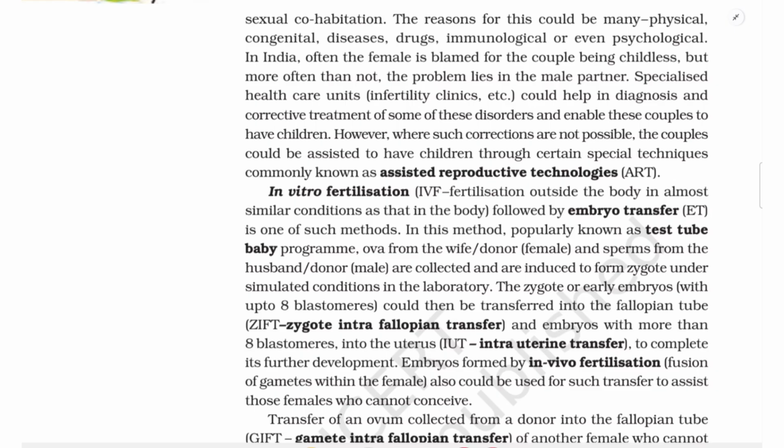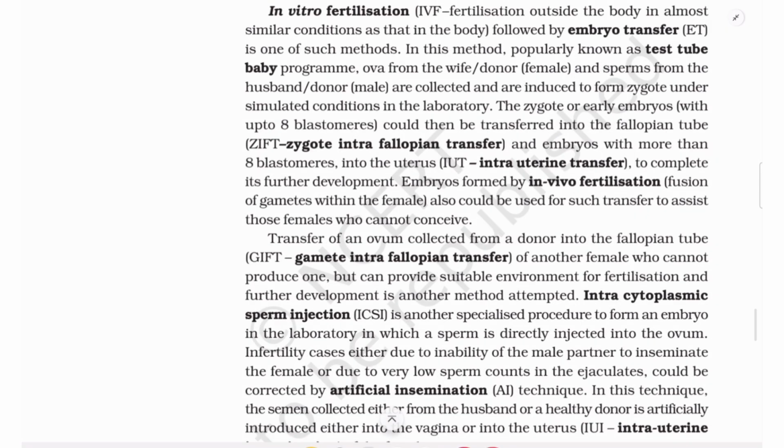However, where such corrections are not possible, the couples could be assisted to have children through certain special techniques commonly known as assisted reproductive technologies, ART. In vitro fertilization, IVF, fertilization outside the body in almost a similar condition as that in the body, followed by embryo transfer, ET, is one of such methods. In this method, popularly known as the test tube baby program, ova from the wife or donor female and sperms from the husband or donor male are collected and are induced to form zygote under simulated conditions in the laboratory. The zygote or early embryos with up to 8 blastomeres could then be transferred into the fallopian tube, known as ZIFT, zygote intrafallopian transfer, and embryos with more than 8 blastomeres into the uterus, IUT, intrauterine transfer, to complete its further development.